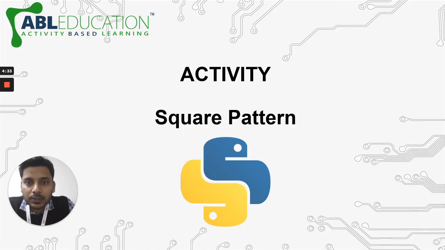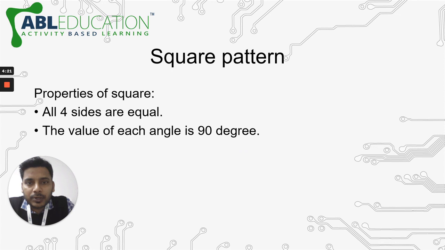Okay. Today we are going to design a geometrical pattern, that is a square, right? Before I move to the programming part, first let's talk about it. I think all of you know the properties of a square, right? There are four sides in the square. All four sides are equal, and the value of each angle is 90 degrees. And there are a total of four angles in a square, right? So we are going to use this property to draw a square with the help of the Python Turtle module.